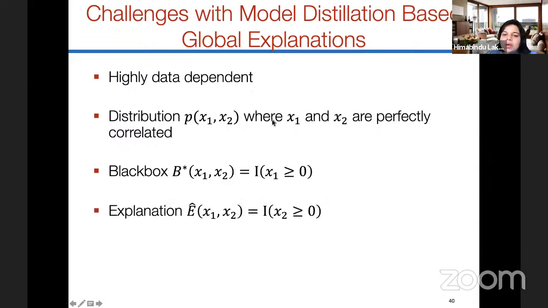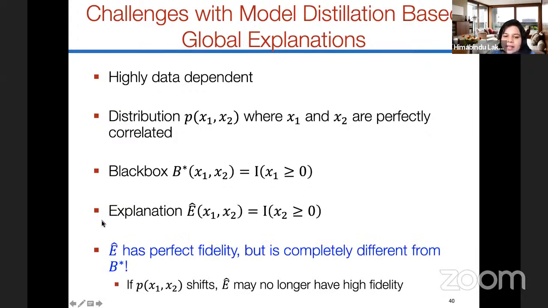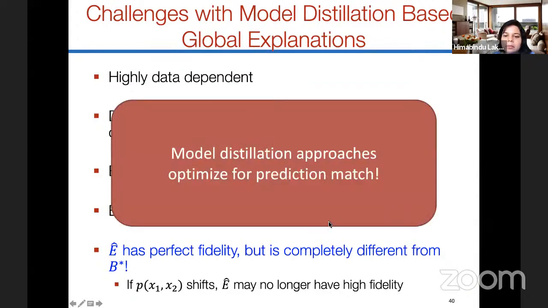Now, since these two are actually correlated, your explanation can be something like this, which is just based on x2, and it has perfect fidelity. But as you can see, this is a very different thing than what the model is trying to do, right? But it still has perfect prediction match. Okay, so that could be a problem.